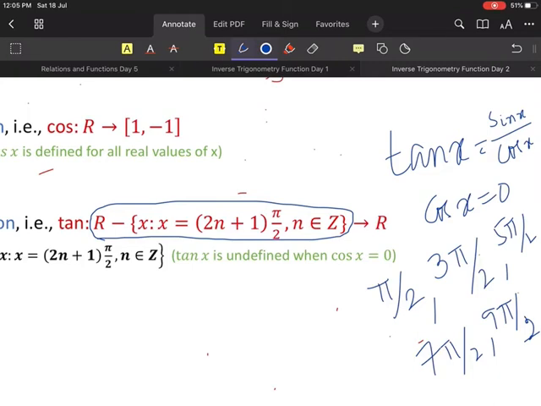Are you getting my point? Yes or no? So cos x is equal to 0 when x is pi by 2, 3 pi by 2, 5 pi by 2, 7 pi by 2, 9 pi by 2. Yes or no? Or should I explain it more elaborately?